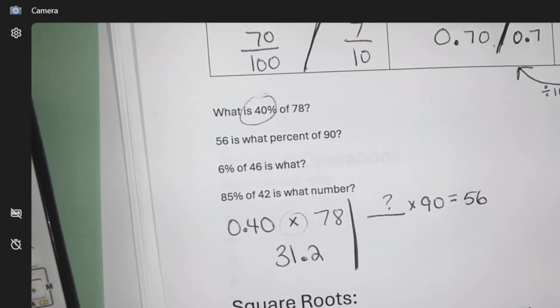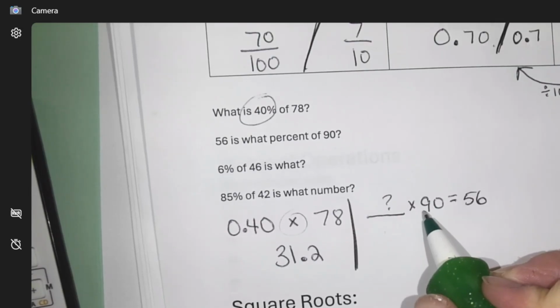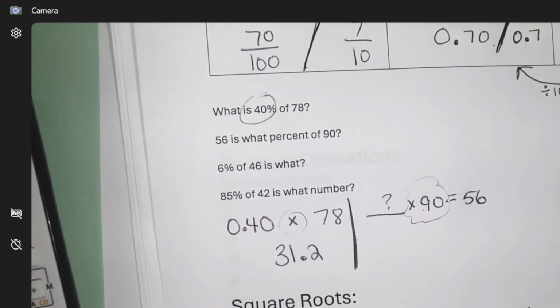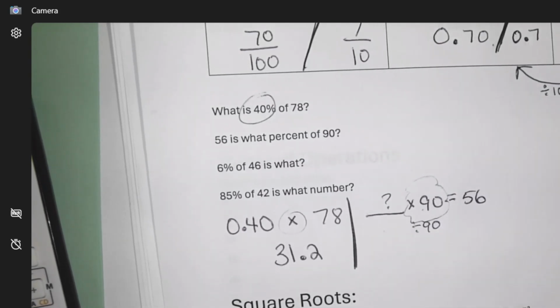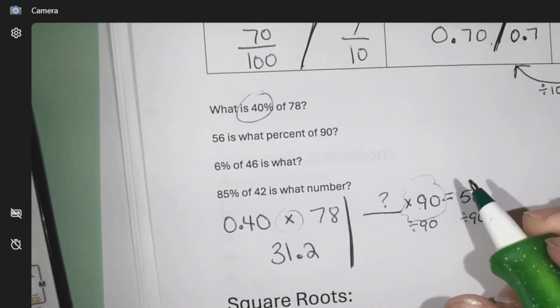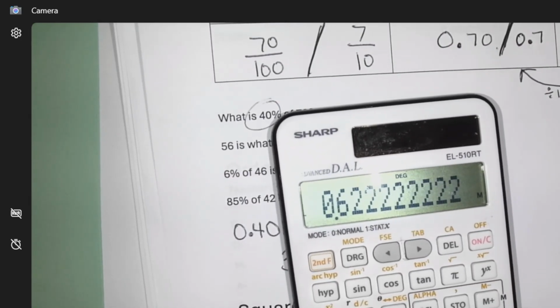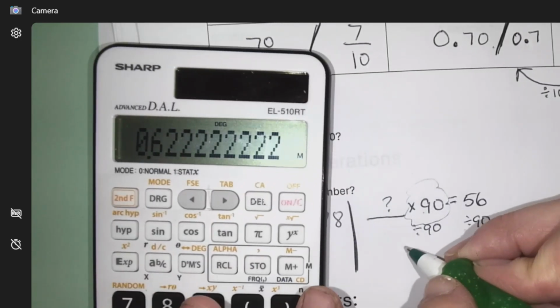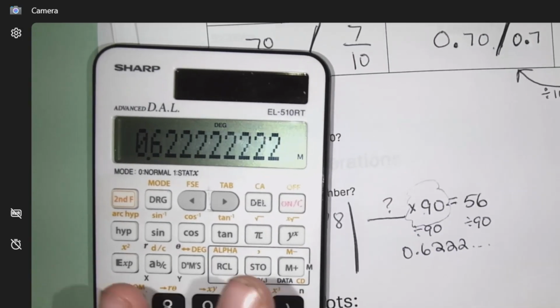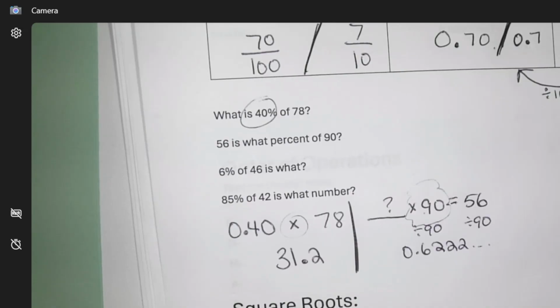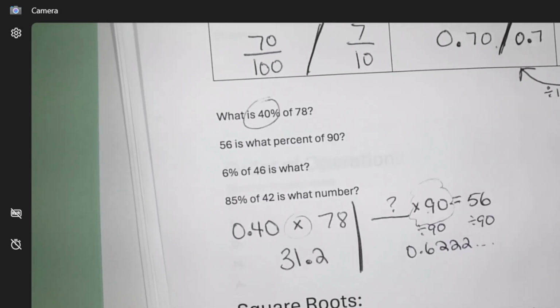Okay, are you looking for the answer? I don't want the answer right now. I want to know what I can do to get the answer. What would you have done? Go 56 divided by 90. Right. So this times, I want to get this out. So how do I get that out? I would divide by 90 to get it out. This is what my calculator is doing. 0.62222. Okay? I don't want that answer though. What did I say to do? A percent? So you're going to have to move it 2 places.